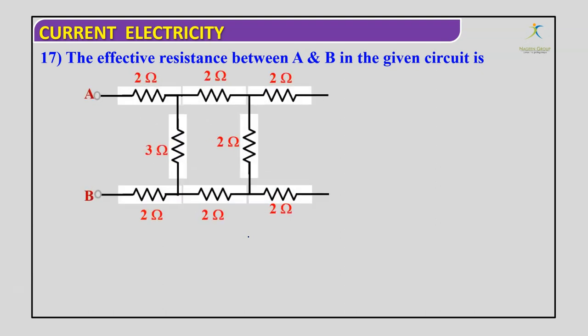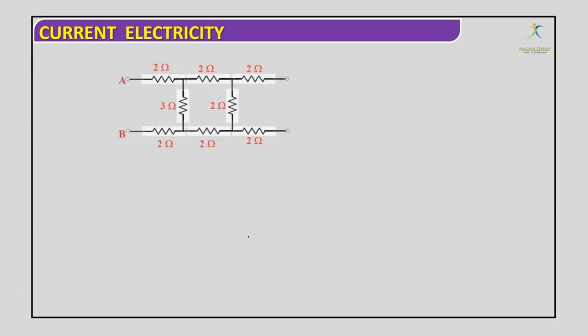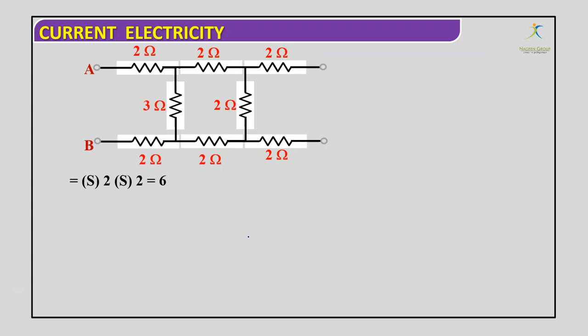Again, as I told you, these are the options. Just pause the video and try to do it yourself. Very simple question. So moving ahead with the solution part. These resistances are not considered because they are not connected by any circuit. So we will take this particular terminal. So 2 ohm and 2 ohm, if we take these terminals, the resultant will be 6. Now 6 and 3, these are in parallel combination. As we can see here, these three are in series combination.